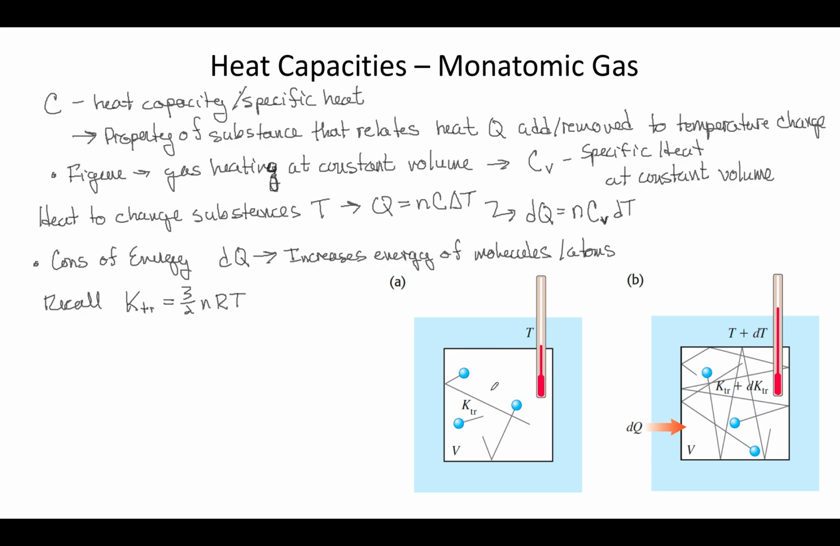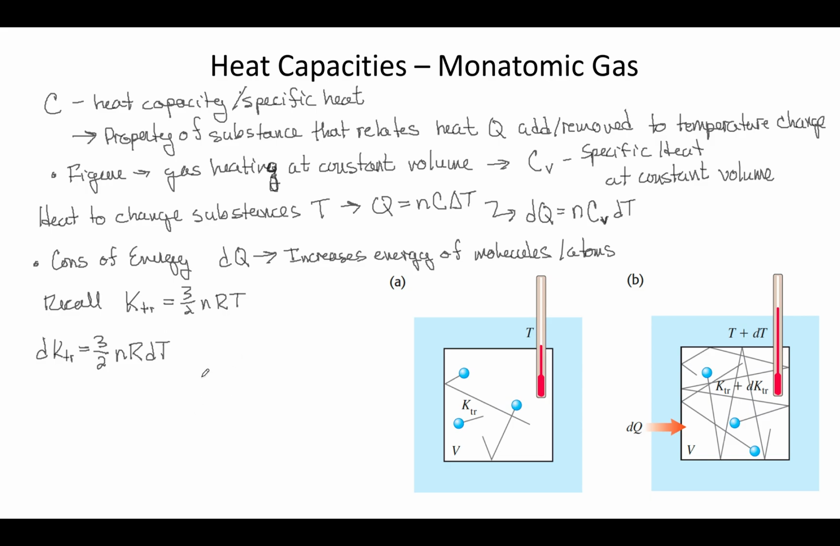So, input a little dq. We expect our temperature to go up a little bit. The temperature goes up because the translational kinetic energy of the molecules goes up, right? So the infinitesimal change in temperature is because there's an infinitesimal change in the translational kinetic energy of the molecules of our system. You might hear my dog barking. He must see something outside.